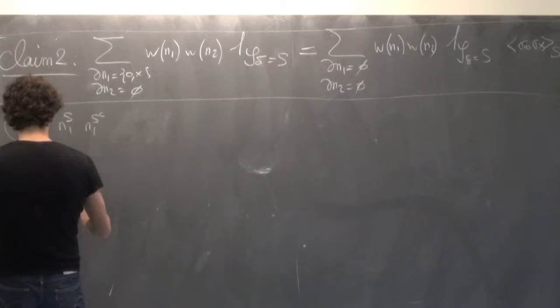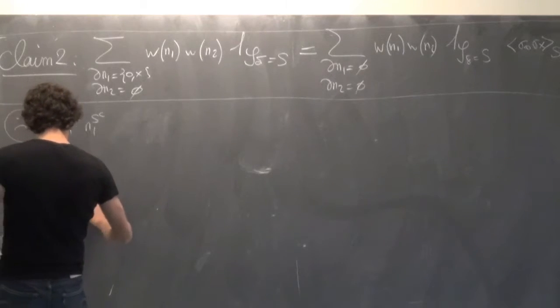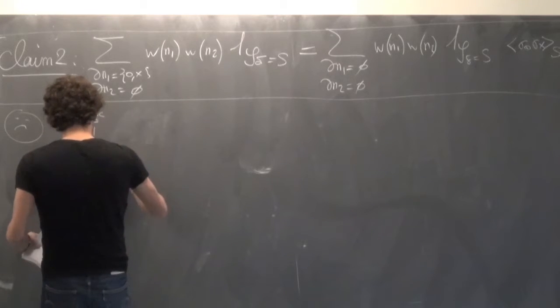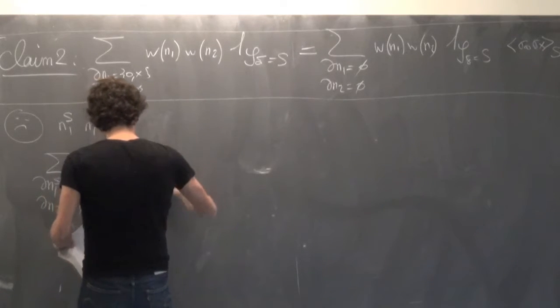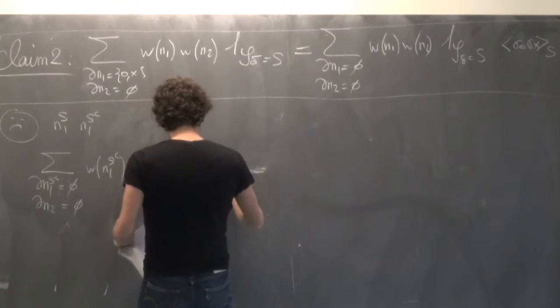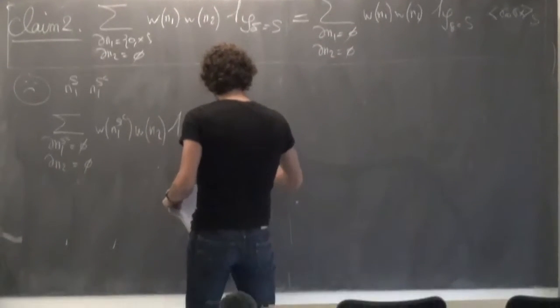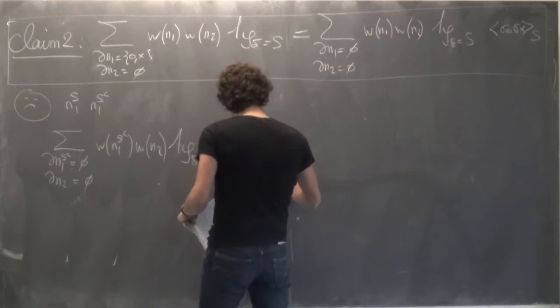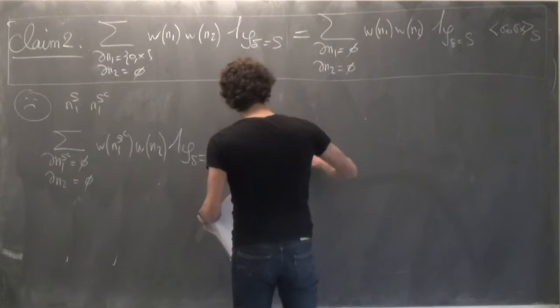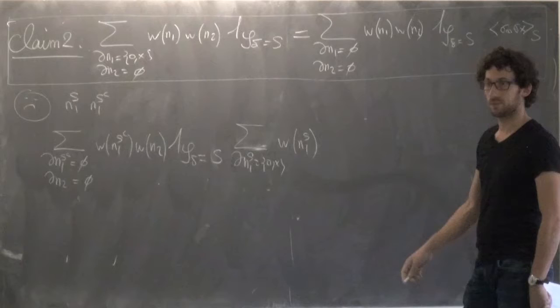N1S complement empty set, N2 empty set, N1S complement, and 2 indicators that S delta is S. And then you get the sum over N1S equals 0 and x. This guy has sources at 0 and x. Okay, this is exactly the guy on the left.